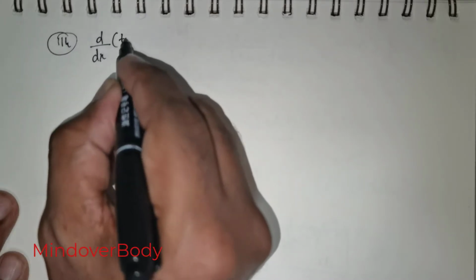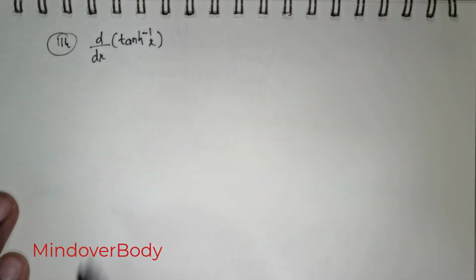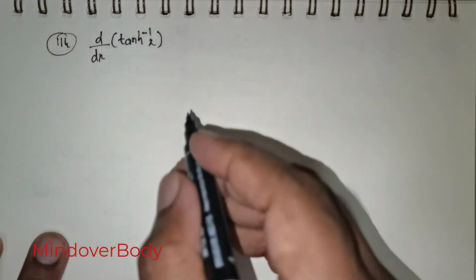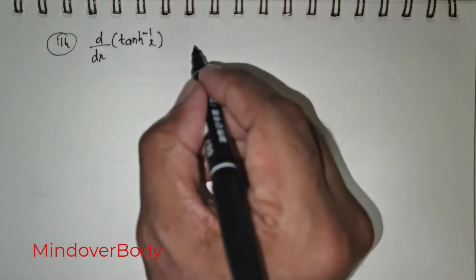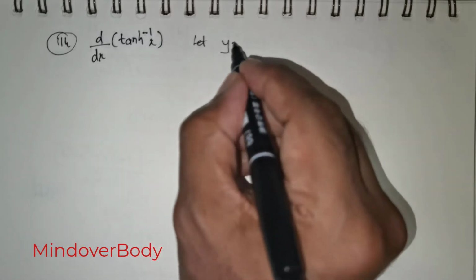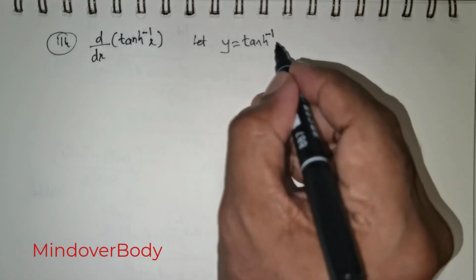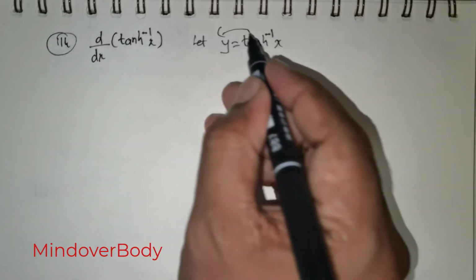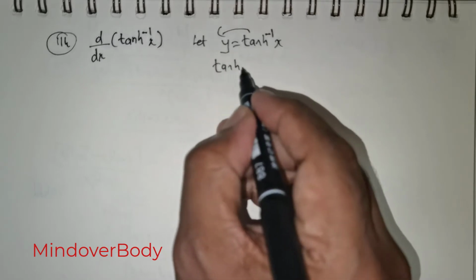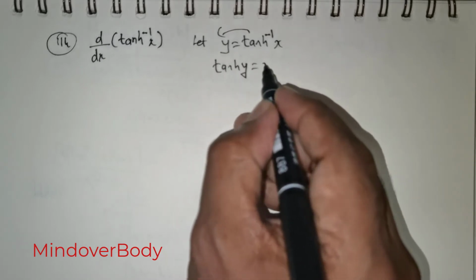Now the next question is going to be, how are we going to obtain the differentiation of hyperbolic tan inverse of x? So this is a pertinent question. So for that, what I'm going to do is let y be equal to hyperbolic tan inverse of x. I'm moving this tan inverse to the left. I would get hyperbolic tan y is equal to x.